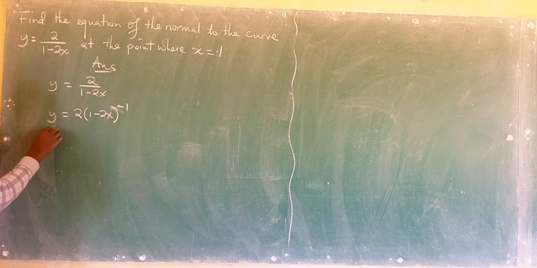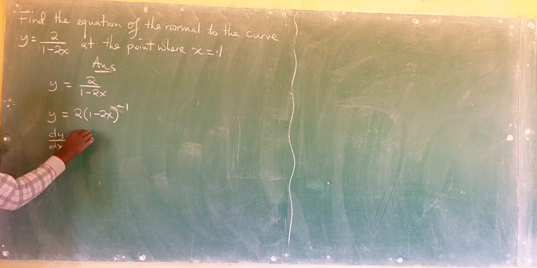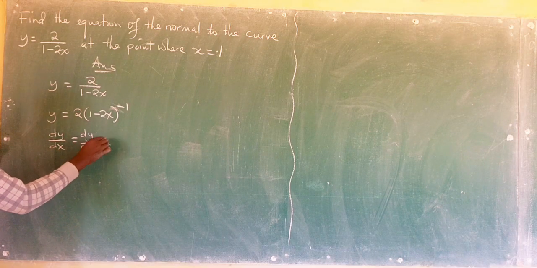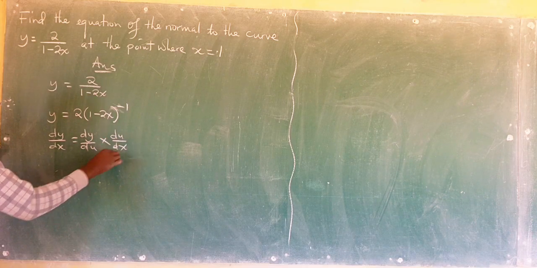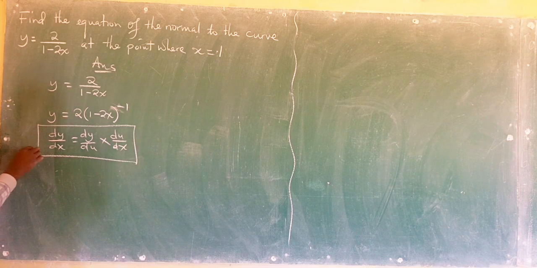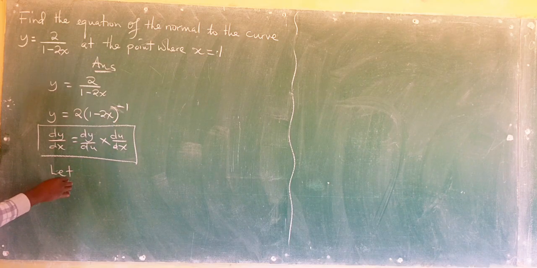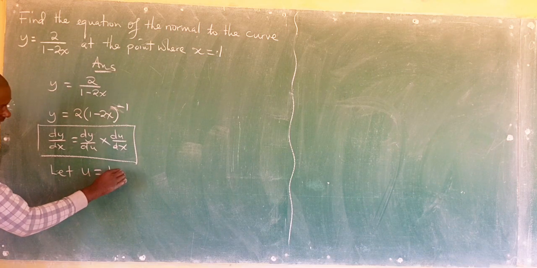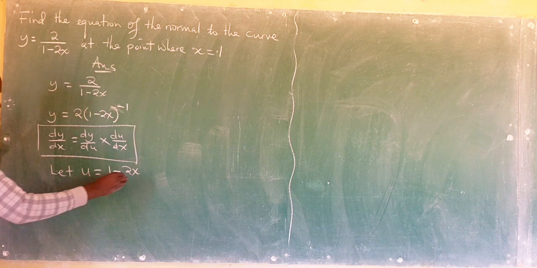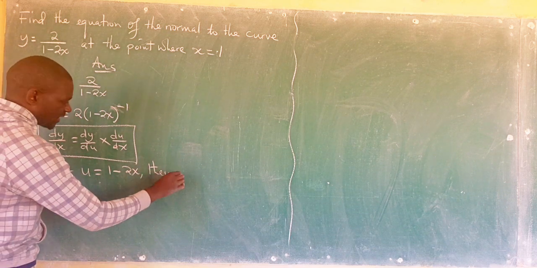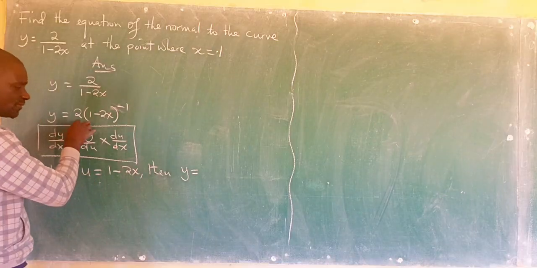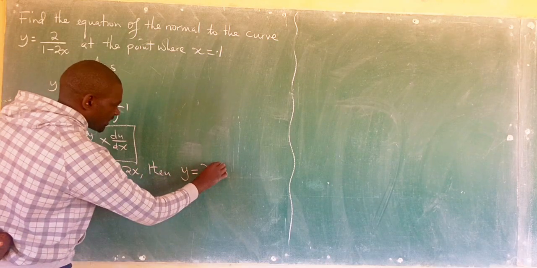The chain rule is dy/dx equals dy/du times du/dx. That's the formula that we are supposed to use. So here we'll let the function in the brackets be u. So let u be equal to 1 minus 2x. Then our y function will simply be equal to 2u to the power negative 1.